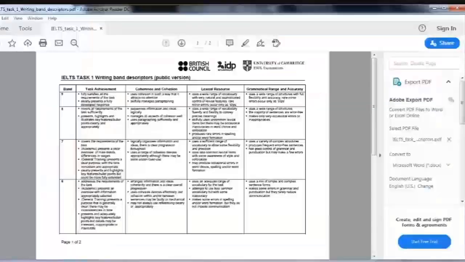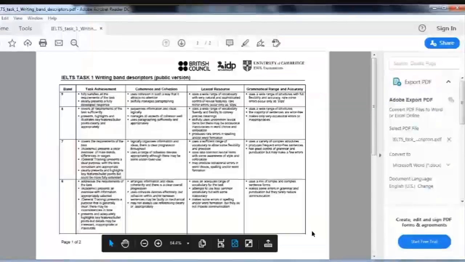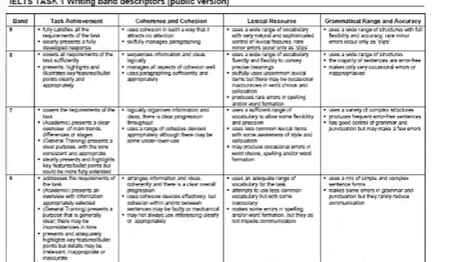As you can see, this is called a band descriptor. Maybe you are not able to read it, no problem. It's not possible to read; it's a very large one. So I'm not presenting it for you to read, but to show you that this is what you can download and read. This is the examiner's rubric. They follow it while marking you.